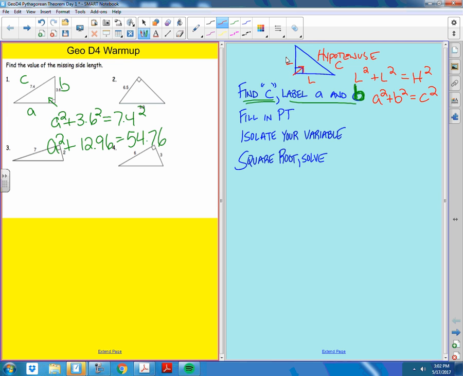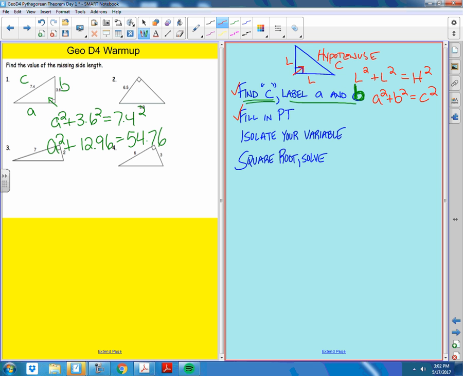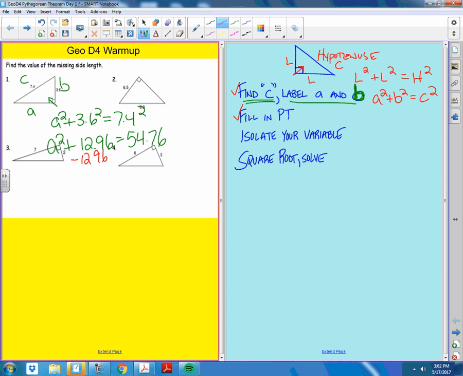Right? So I've done this step, I've done this step. Next step is to isolate my variable. How do I isolate my variable mathematically? Subtract 12.96 from both sides. And I get A squared equals 41.8.